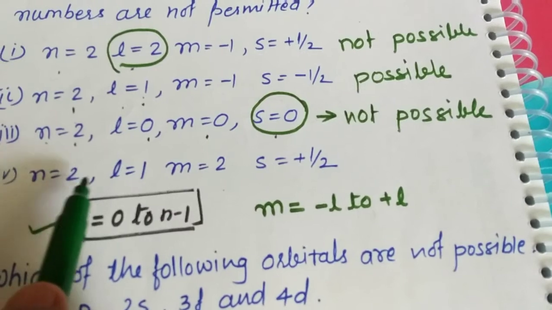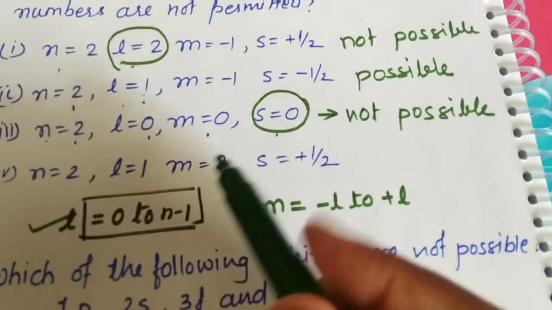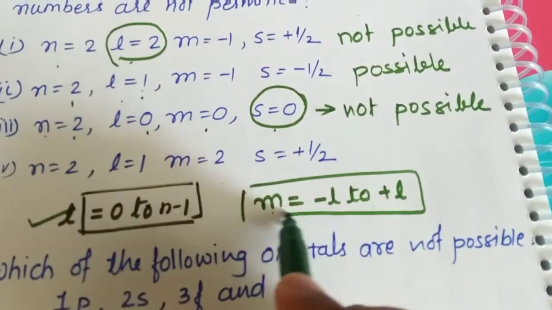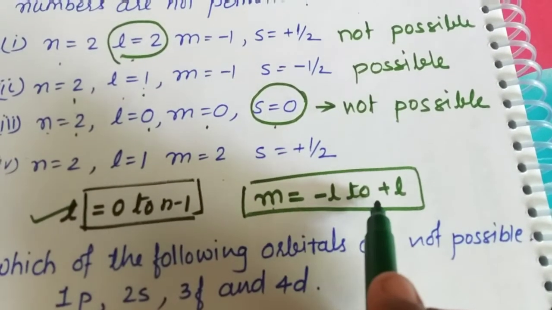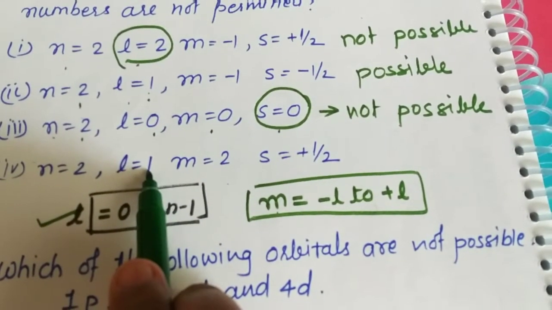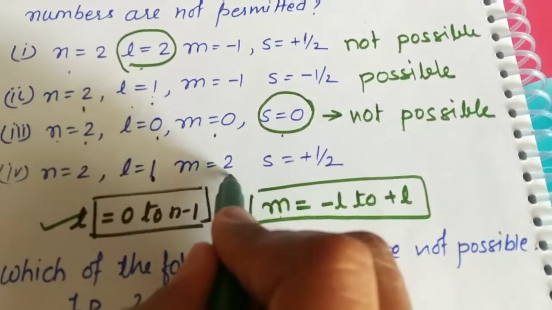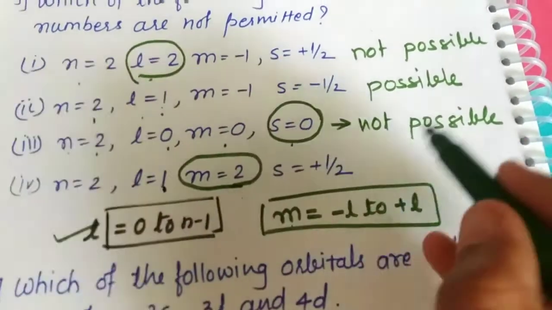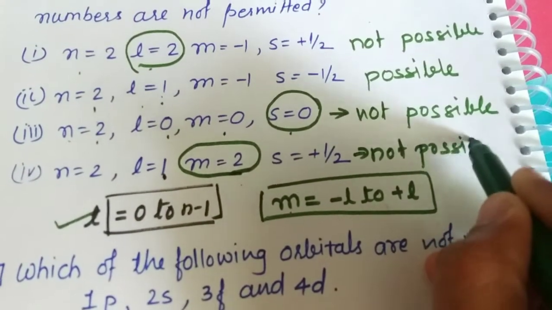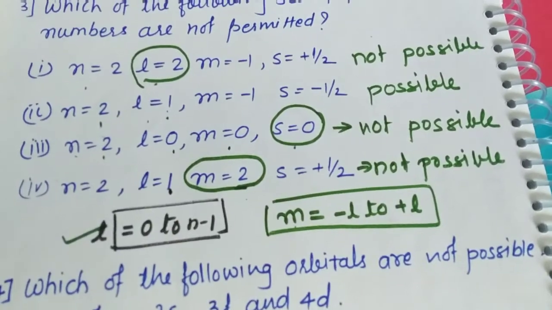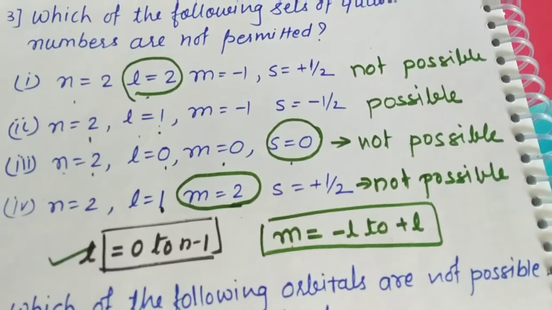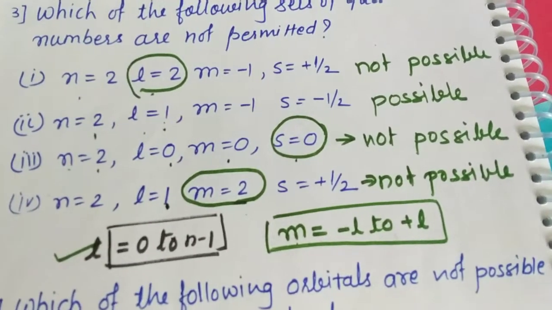Now let's see the fourth one. N is equal to 2. L is equal to 1 and M is equal to 2. So what we said, that value of M should be minus L to plus L. So if L value is 1, it would be minus 1 to plus 1. So 2 is not coming in that, and that's why this would be wrong. And we will say that this set of quantum numbers is also not possible. So students, this is one more pattern of question. Okay, now let's see the next.